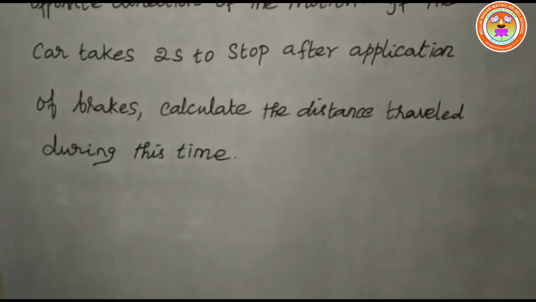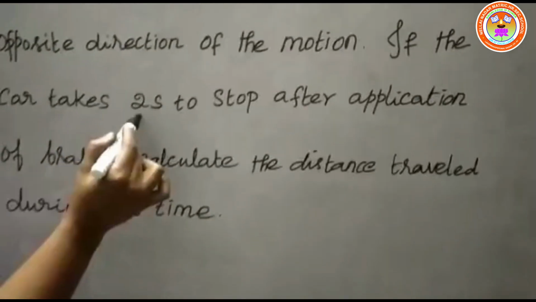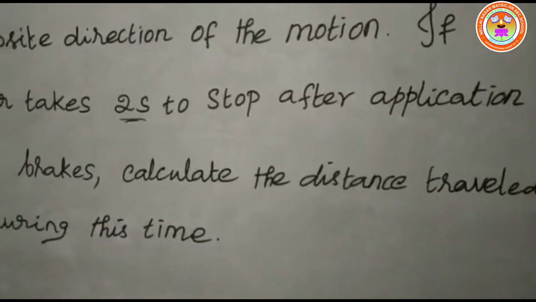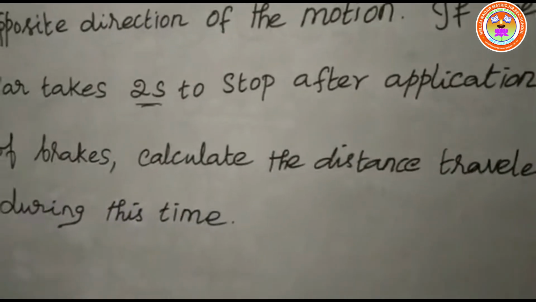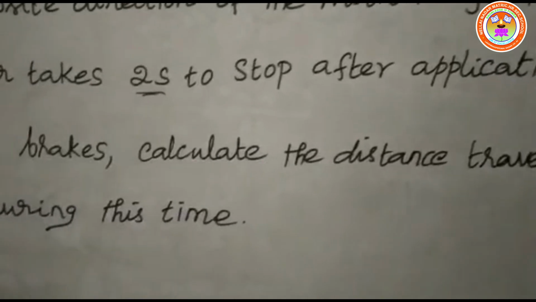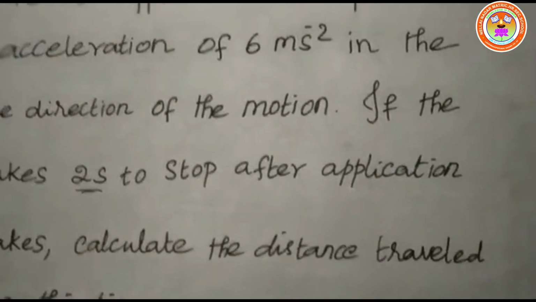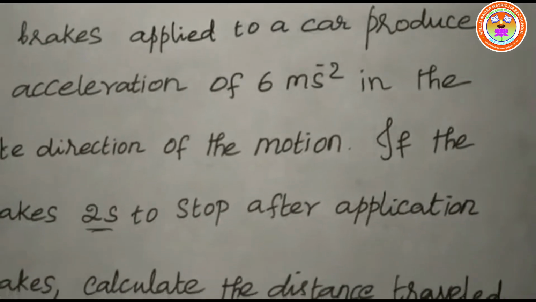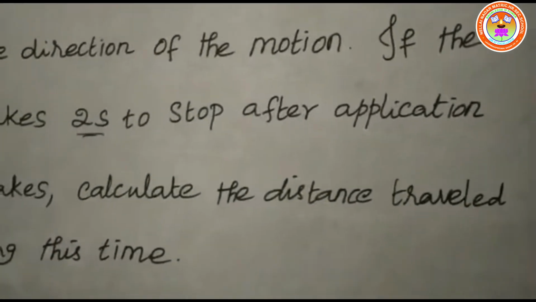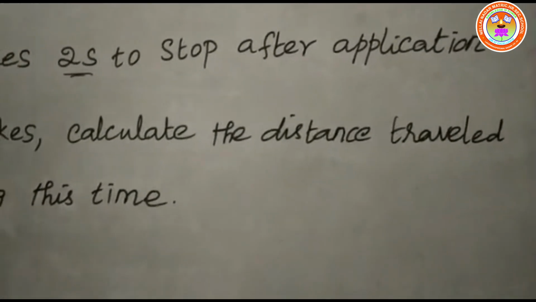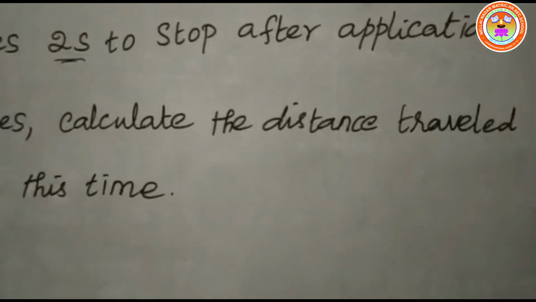So before the brake is applied, the car is in motion only. And after that the brake is applied, it produces the negative acceleration. What is negative acceleration? The negative acceleration is called deceleration. The deceleration is nothing but the acceleration acted in the opposite direction.